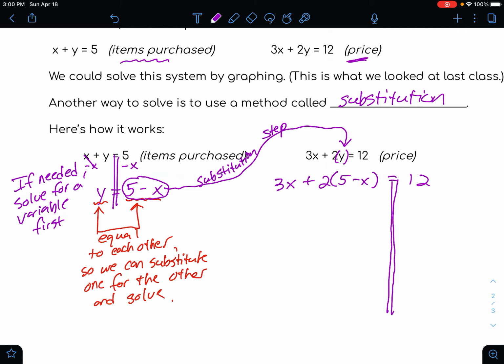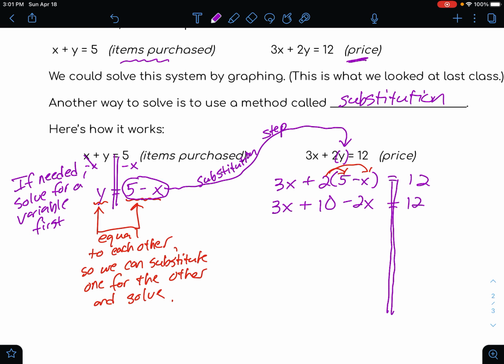solve it for x. And now it's a matter of, do you remember all of your solving steps? This is a linear equation, we're going to solve for x. How can we simplify and solve for x? First thing I'm going to do is simplify that number in front of the parentheses with the distributive property, because it's 2 times 5 minus x, so we've got to multiply that 2 times both terms inside the parentheses. So that simplifies to 3x plus, okay, 2 times 5 is 10, and then 2 times a minus x will be a negative 2x, or minus 2x equals 12.